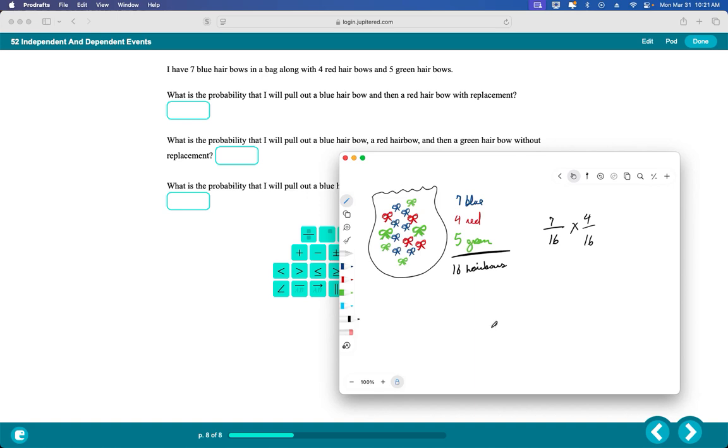Right? Okay. So one of the things you want to address is that you can always reduce a fraction whenever you're solving problems. Can't reduce this one because 7 is a prime number. But we know this can be reduced, so we could say 7 over 16 times 1 over 4. That's a lot easier to do the math with, right? 7 times 1 is 7. 16 times 4 is 64. This is your answer.